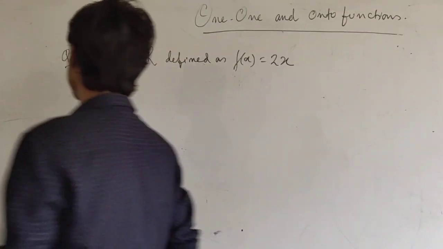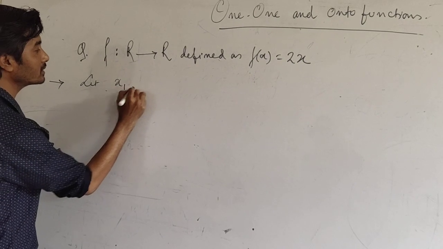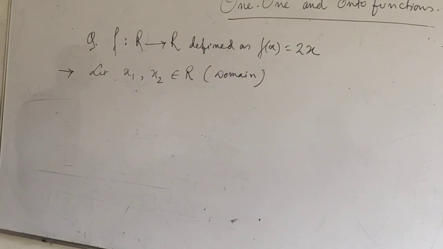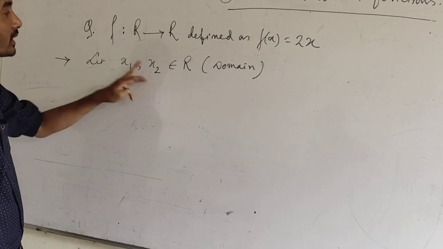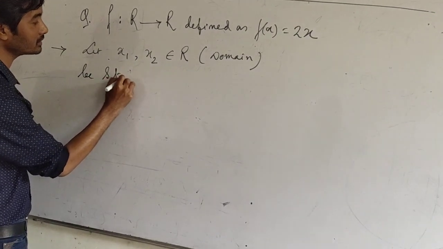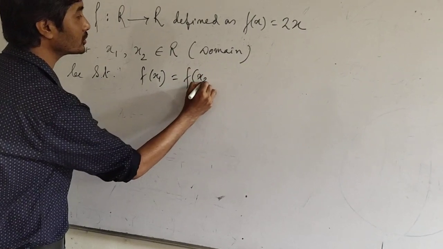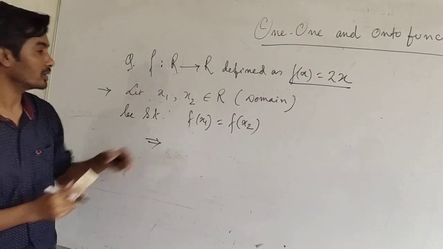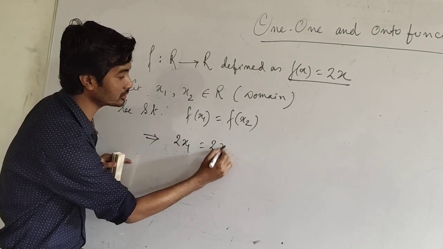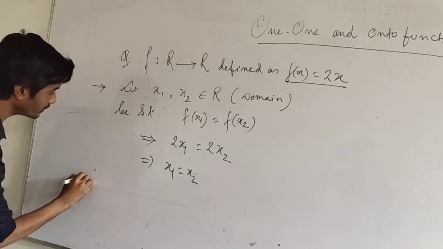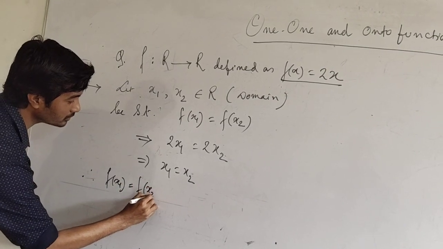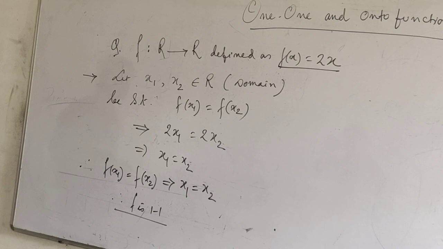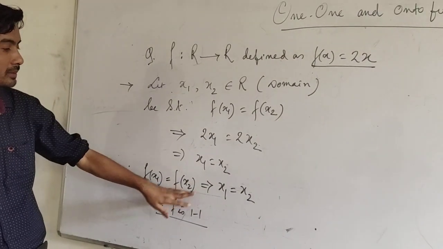So as usual, what we do? We take two elements. Let x1, x2 belong to R, which is our domain. This is our approach to check whether the function is one-one or not. Following the approach, we have taken two elements x1 and x2 from the domain such that f(x1) is equal to f(x2). Now see, the definition here is f(x) equal to 2x. Therefore, f(x1) would give us 2x1 and f(x2) would give us 2x2. That is x1 equal to x2. Therefore, we see that f(x1) equal to f(x2) implies that x1 equal to x2. Therefore, f is a one-one function. This function is one-one because it satisfies the definition of a one-one function: f(x1) equal to f(x2) implies that x1 equal to x2.